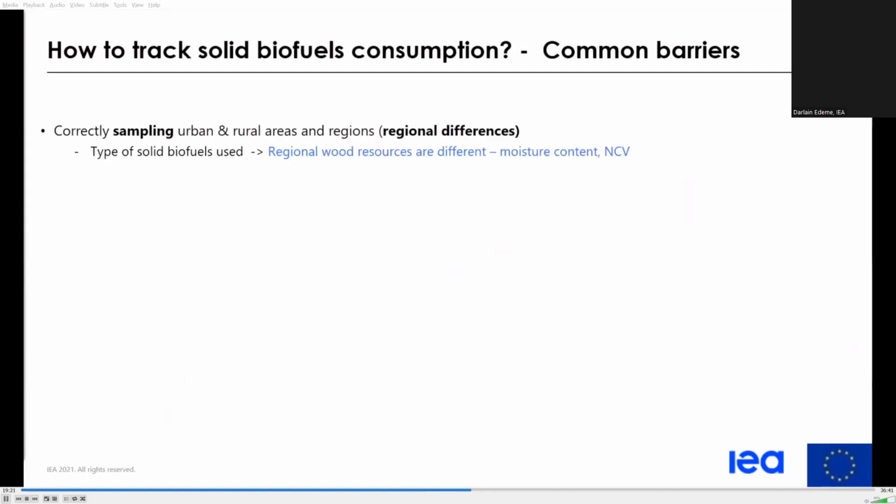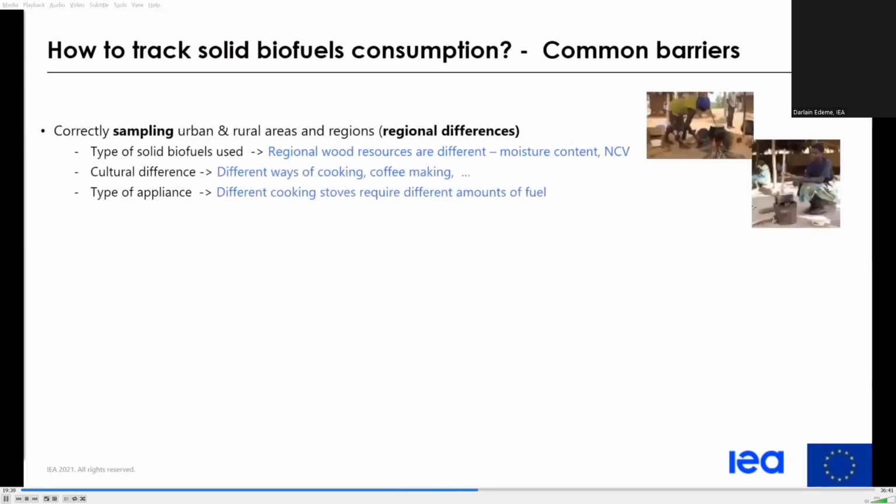We need to collect data by type of solid biofuel used, as regional wood resources are different with different calorific values and moisture content. There is also the cultural difference to take into account because different people cook in different ways, etc. There's also different types of appliances, different cooking stoves.